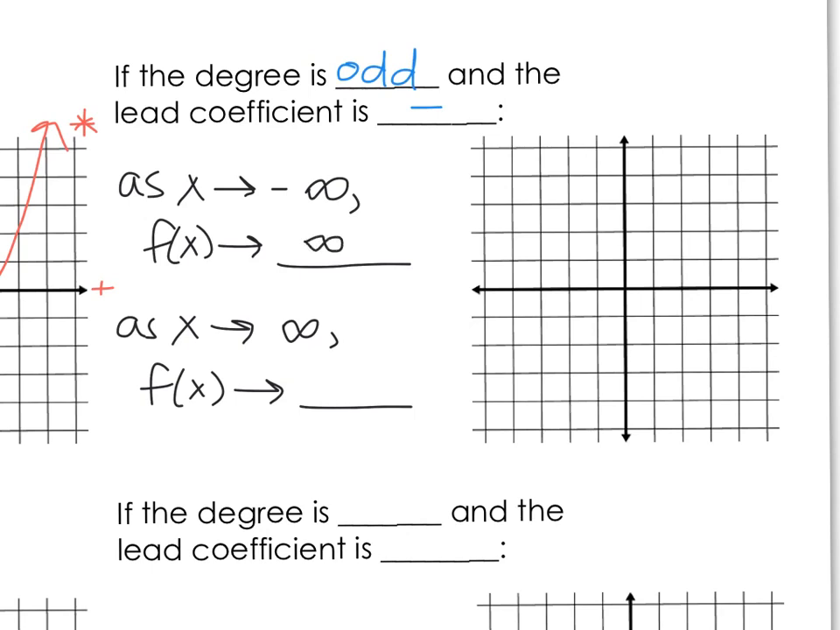Oh, I wanted that a different color. Hang on. Sorry. I wanted that to be blue to match the color at the top. There we go. And then as x goes towards positive infinity, the graph ends towards the bottom. So it goes towards negative infinity.